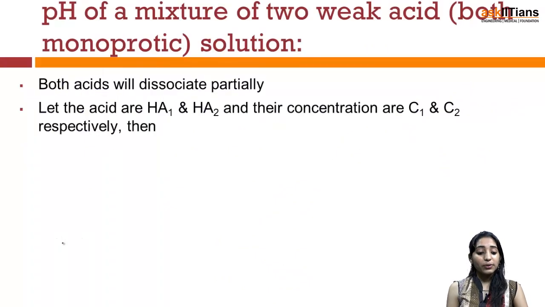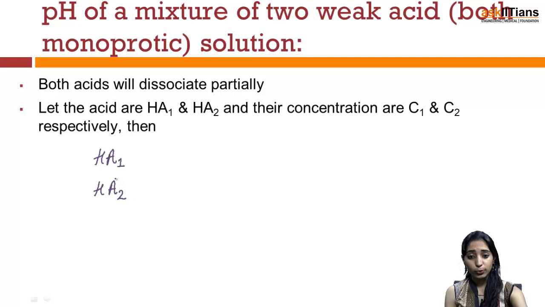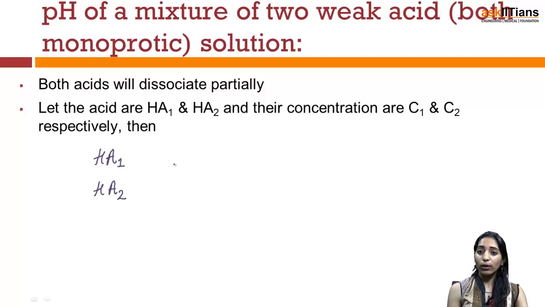So, moving ahead, we want to calculate the pH of a mixture of two weak acids. So, now I have to take into account two weak acids. Both the weak acids which I am taking into account are monoprotic acids. Let's say the first weak acid which I am considering is HA1. The other weak acid which I am considering, again monoprotic, is HA2. And we are now mixing these two weak acids, and we have to find out what is the pH of the mixture.